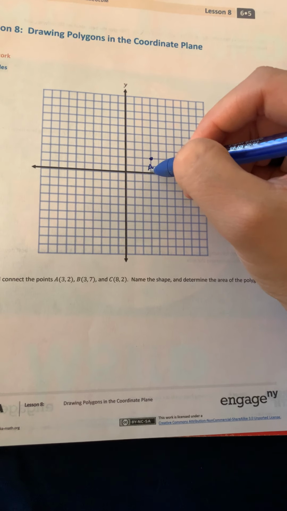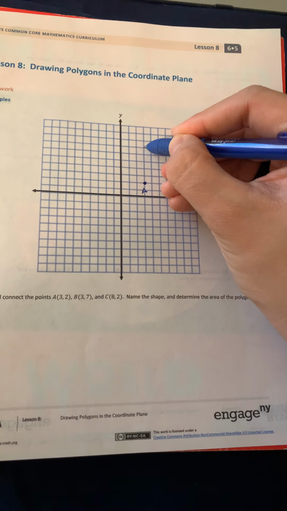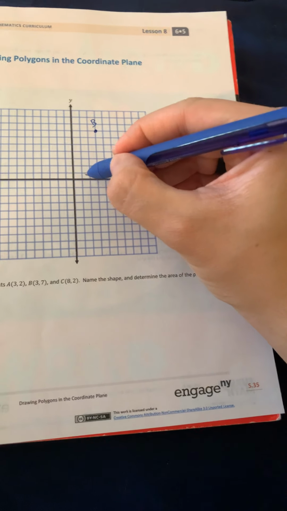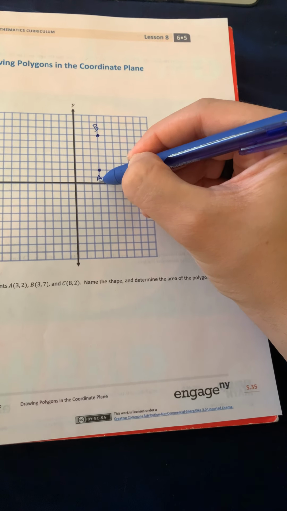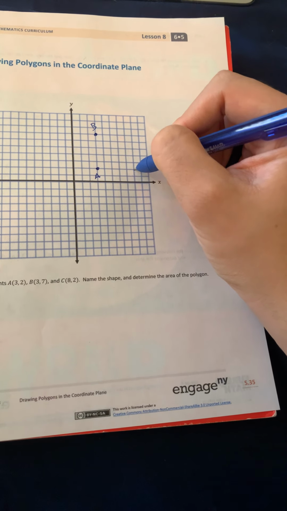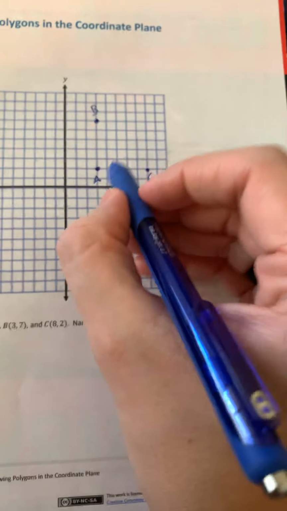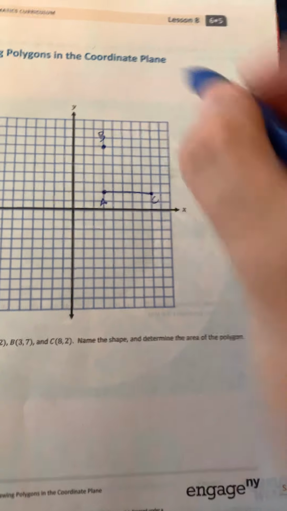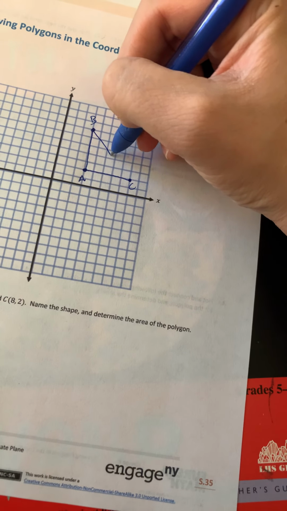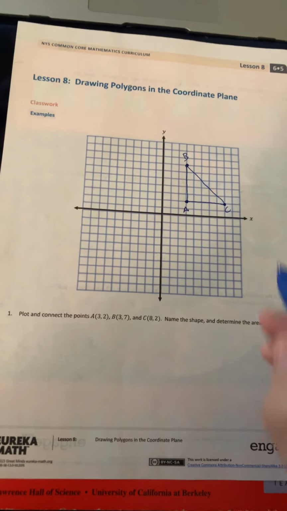Point B, 3, 7. 1, 2, 3, and 7. 1, 2, 3, 4, 5, 6, 7. It's point B. And point C, 8, 2. So 1, 2, 3, 4, 5, 6, 7, 8, and then 2, 1, 2. And there's point C. It's telling us to plot and connect. So now what I'm going to do is connect the points. Boom.